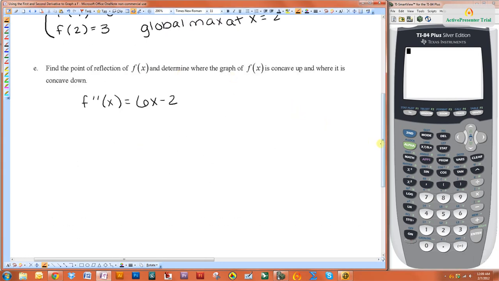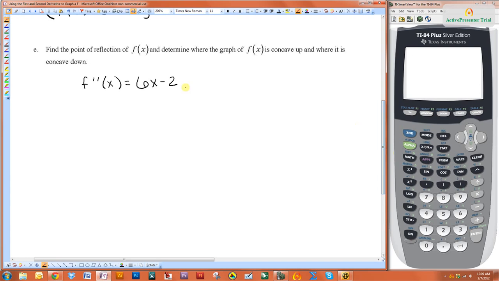Okay, so the next thing we want to do is find the point of inflection and determine where the graph is concave up and concave down. Well, to determine these two things, you need to use the second derivative. If the second derivative is positive, the function is concave up, and if it's negative, the function is concave down. Now, if the function changes concavity at any place, that place will be called the point of inflection.